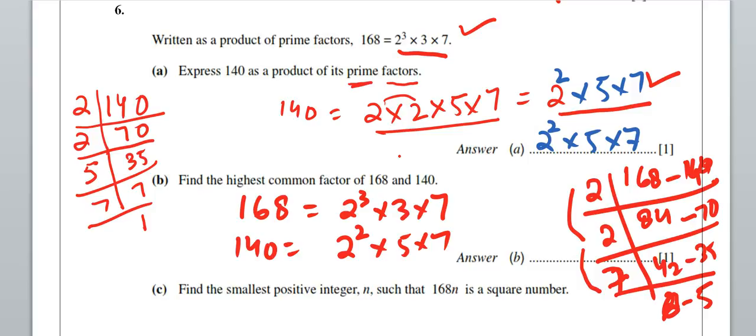So this is the first method, that our HCF will be 2 multiplied by 2 multiplied by 7, so it will be 4 7s are 28.